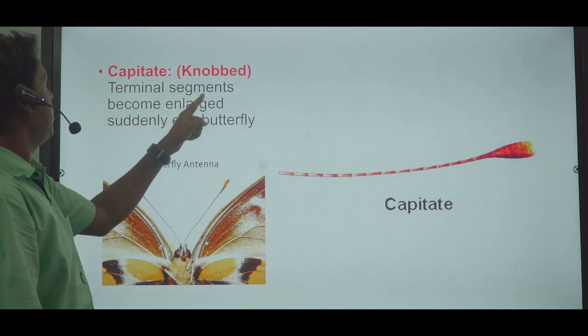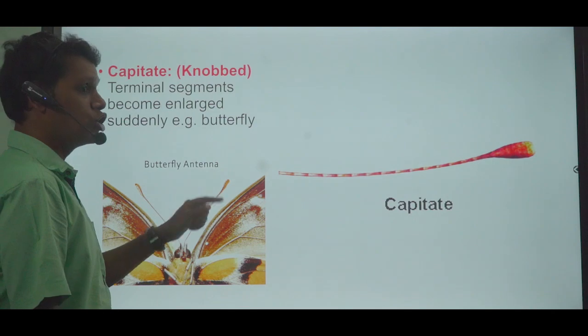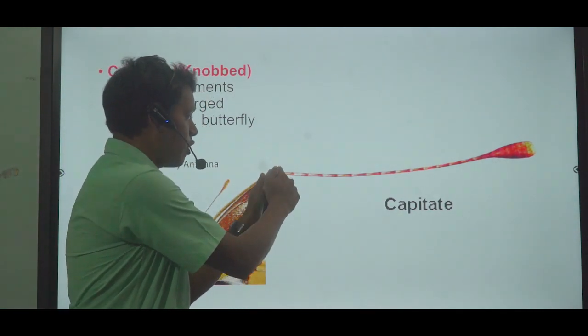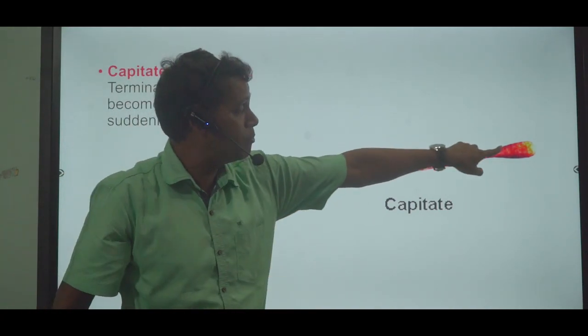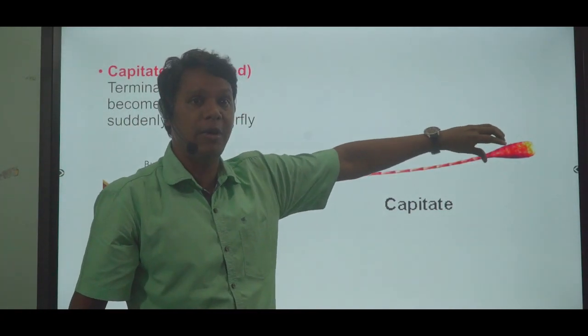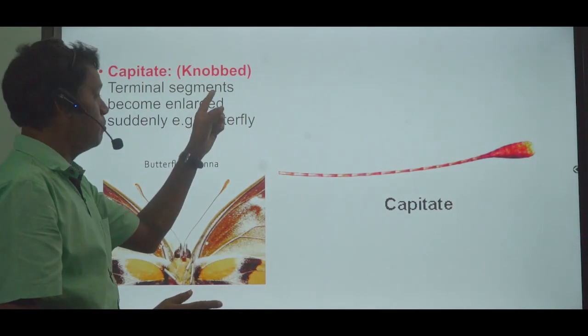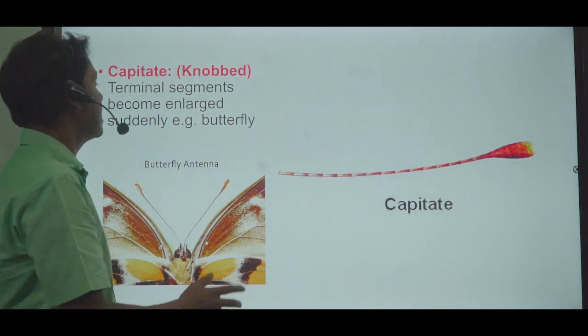Characteristics: the terminal segments become enlarged suddenly. So from here to here, all segments are almost uniform, but at the tip region, the tip segment is enlarged. That is why it is knob-like. That is why it is known as capitate antennae.